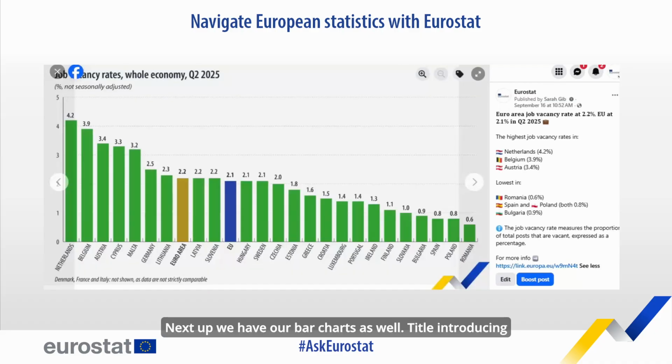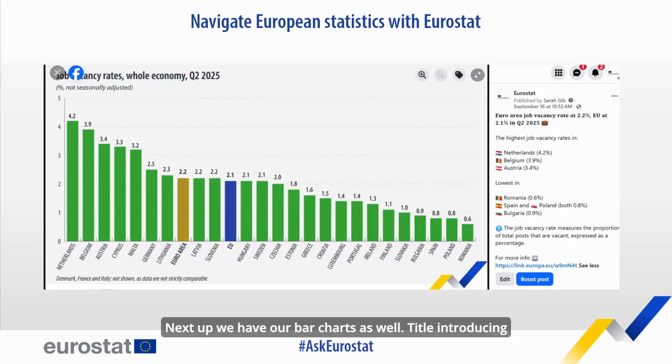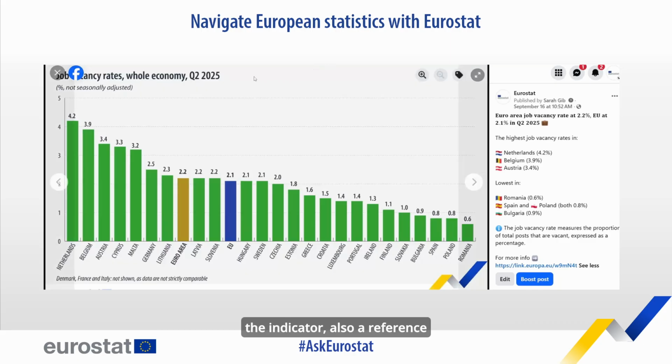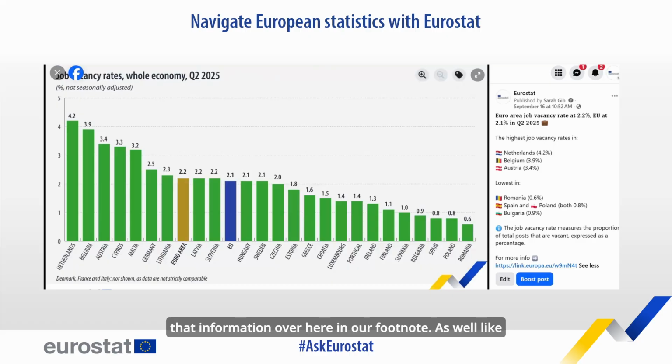Next up, we have our bar charts as well: a title introducing the indicator, also a reference period, and the subtitle. So over here, as you can see, we also have a footnote. This footnote will account for any missing countries and also provide more information on the data. Sometimes there could be a certain flag, such as some data may be estimated or provisional, and you will find that information over here in our footnote.